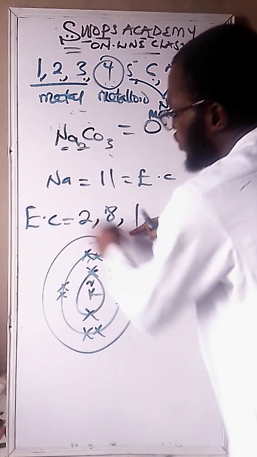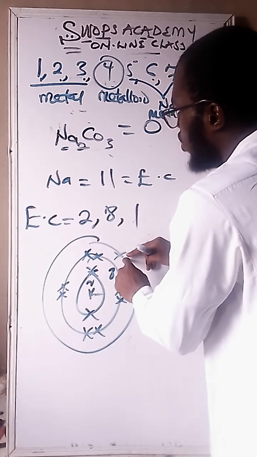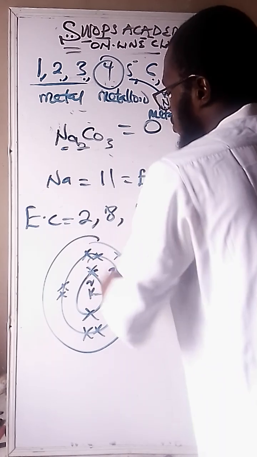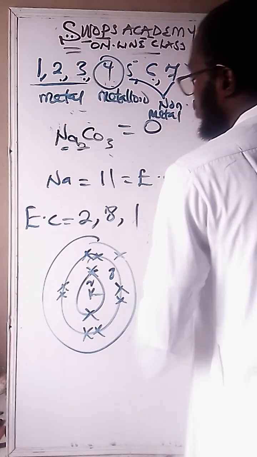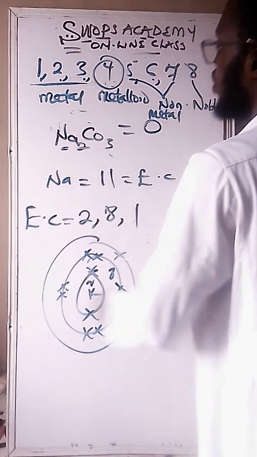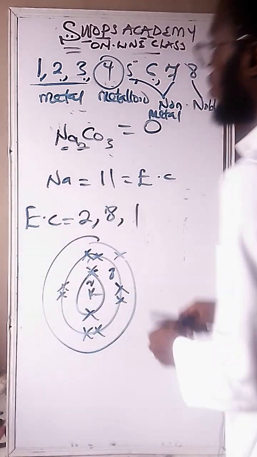What is the outer shell that is there? How many electrons? 1. And we said anything that falls on 1, or we still have 2 at the outer shell, that last shell that we draw, or 3 at the last shell that we draw, is what we call metal.